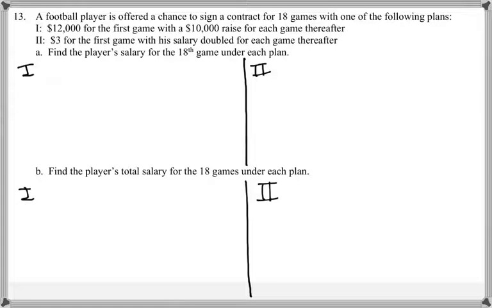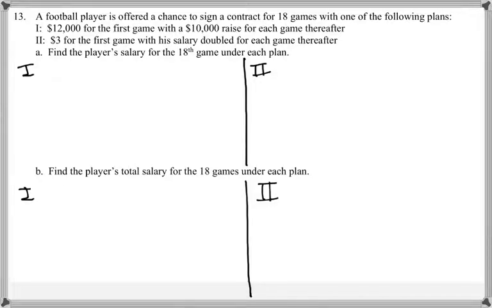Plan 1 is $12,000 for the first game with a $10,000 raise for each game thereafter. Plan 2 is $3 for the first game with his salary doubled for each game thereafter. So Part A wants us to find the player's salary for the 18th game under each plan, and Part B wants us to find the player's total salary for the 18 games under each plan.